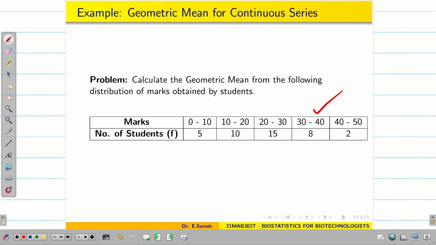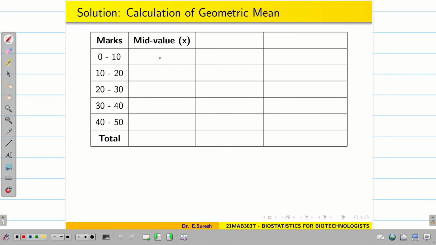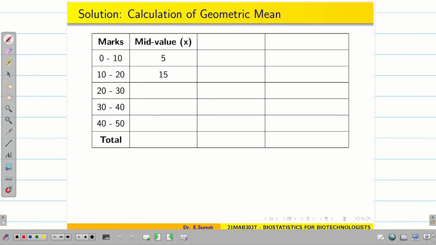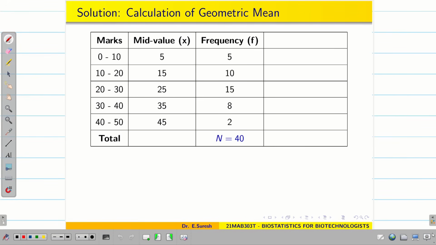I'll take a simple example: find the geometric mean of the mark distribution of students. Mark is my X, number of students is my F. Let us go into the table, fill in the marks, and find the midpoints. Since almost all our problems have equal intervals, we can easily write the midpoints. 0 to 10, 5. 10 to 20, 15. Now 25, 35, 45. You can easily fix this. Once it is done, fill in the corresponding frequencies. Adding all the frequencies gives you capital N, that is 40.